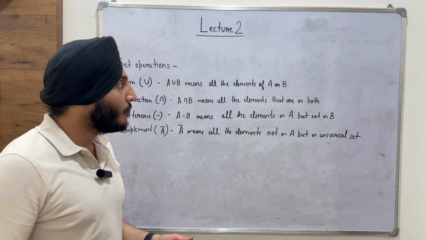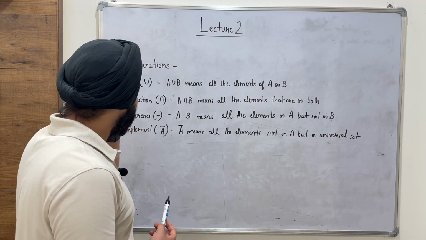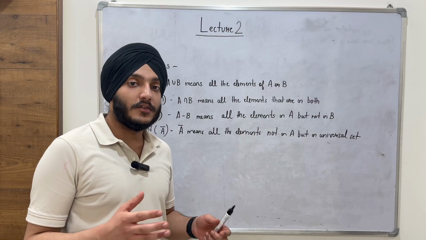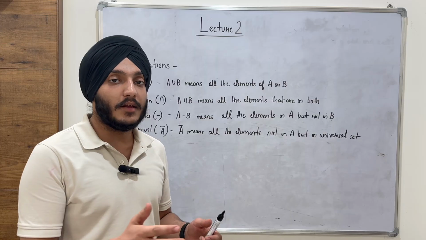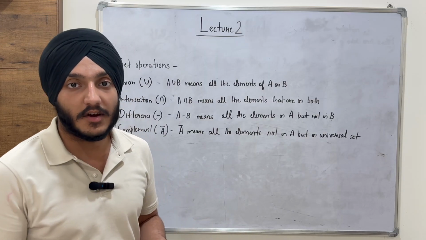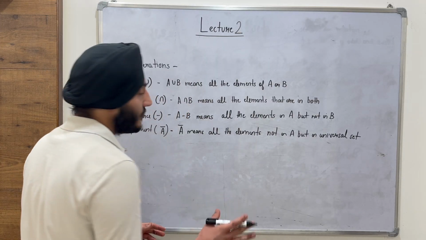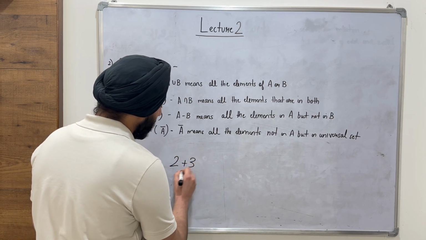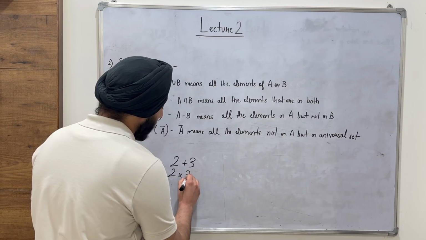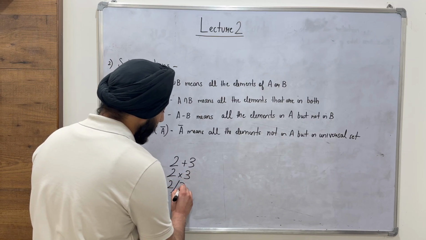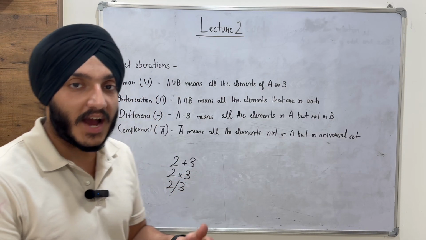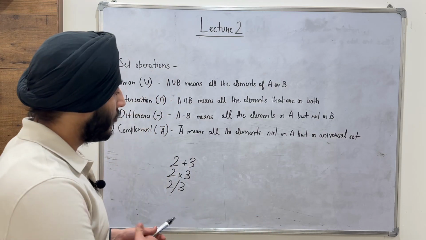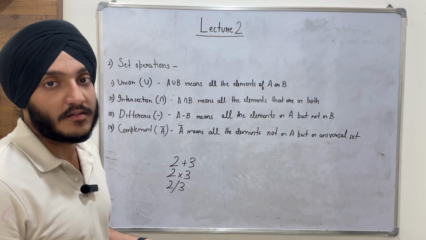Okay, so let's continue with set operations. Just like in math, we have different operations, right? For example, we have plus, minus, multiplication, subtraction, etc. I'm just giving a basic example, right? Let's say 2 plus 3, we can do operations like 2 multiplied by 3, 2 divided by 3, etc. Point is, we have these mathematical operations that we perform in maths, right? In order to just supplement our understanding.